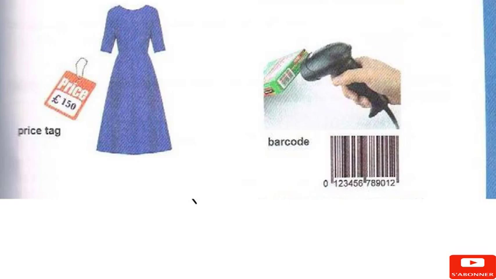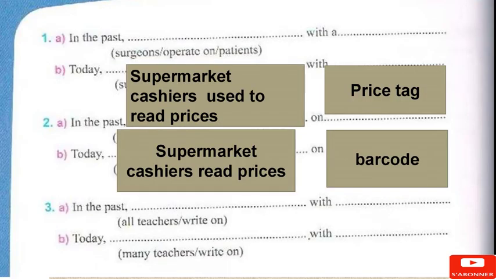Third example, in the past, all teachers write on with. Today, many teachers, the verb write on with. We come back to the picture. So in the past, we have blackboard and chalk. Today, whiteboard and marker pens.